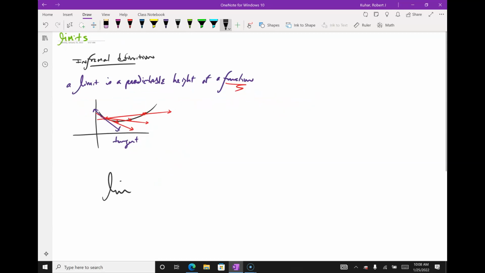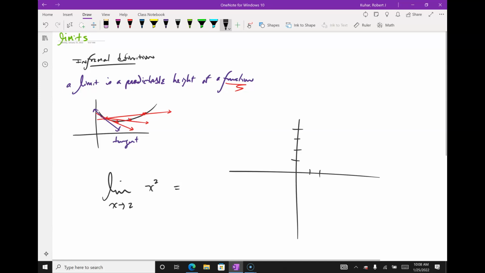Like the limit as x goes to 2 of x squared, it's pretty easy to think of that, isn't it? Without me doing much work at all, I could think about what's going to happen if I put 2 in, right? Do you hear that as a prediction? What would happen if I put 2 in? Well, it's going to be 4, exactly.